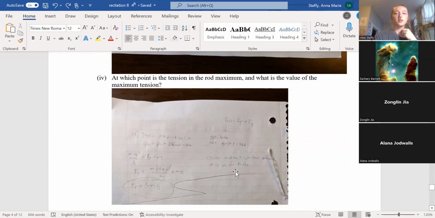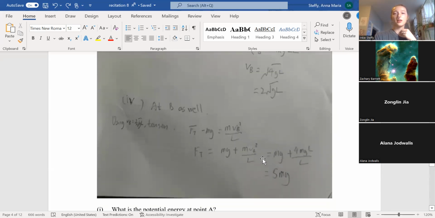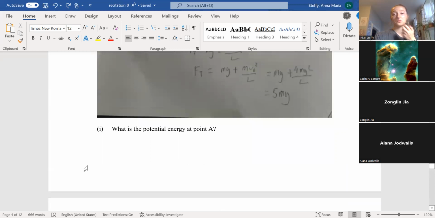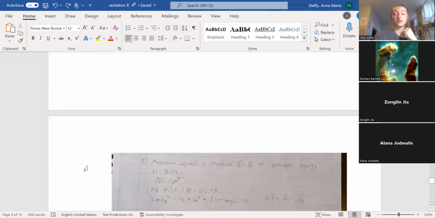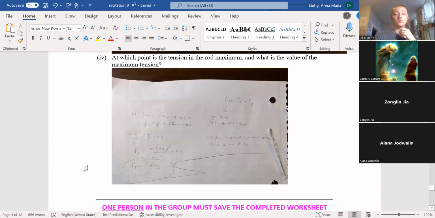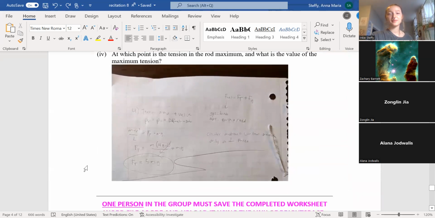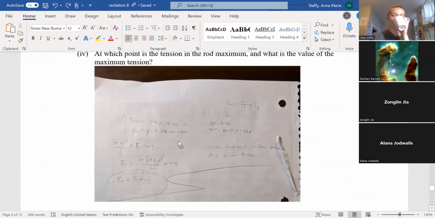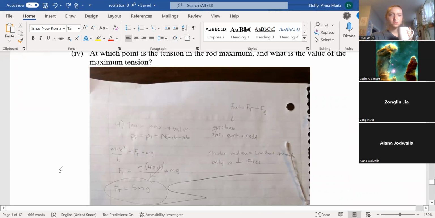For maximum tension, I got 5 mg, and that is the same with Gia's work as well. Did anyone else get anything different? I did. I think I may have done something wrong. I can't exactly point out what is wrong, but I did do it differently. I got a different answer.